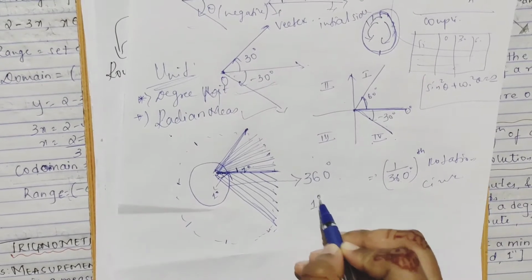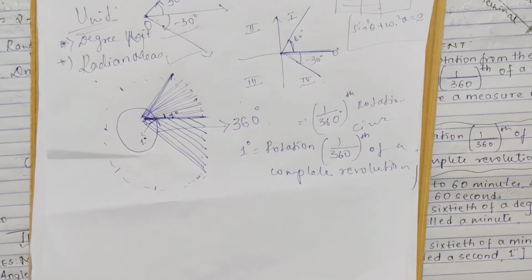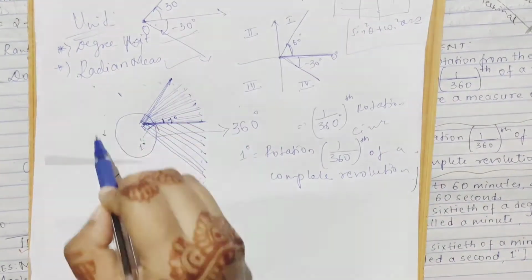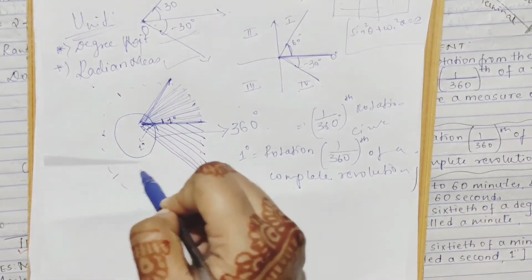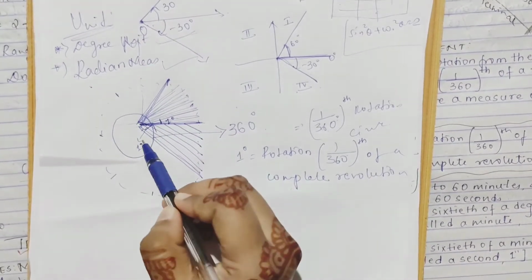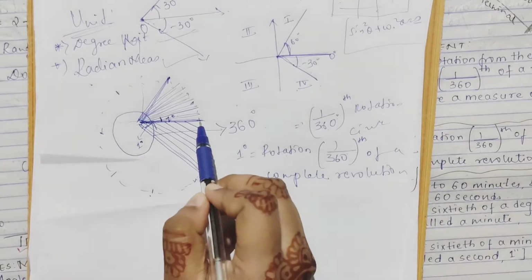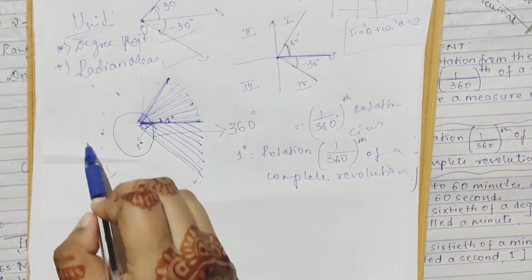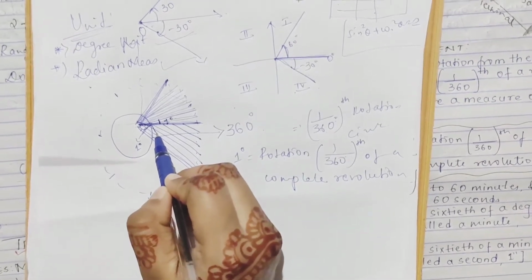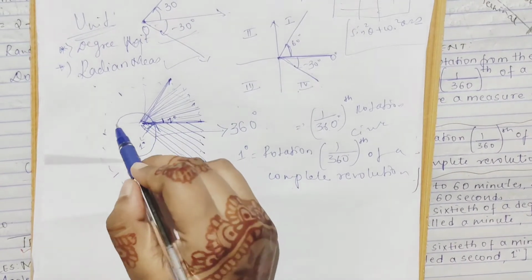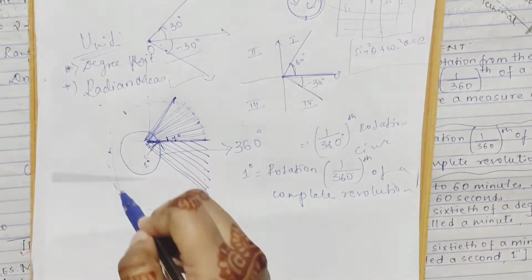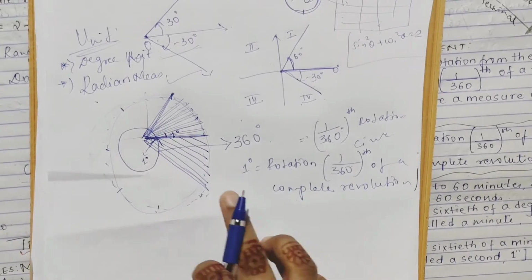And your 1 degree is equal to what you can tell? So 1 degree tells what? Rotation of 1/60th of a complete rotation. This whole circle: till here it is 90 degrees, 180 degrees, 270, and again it comes here, 360. So this whole circle makes 360 degrees. So your 1 degree is a rotation of 1/360th of this complete revolution. Complete revolution means the whole circle it goes on. So that is your 1 degree.